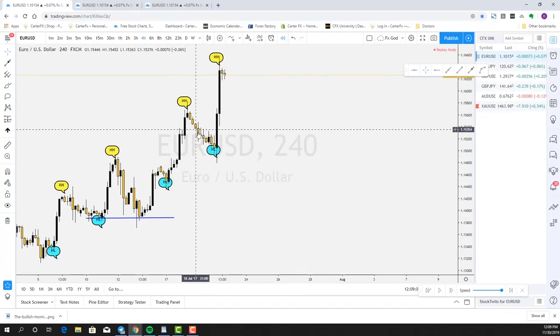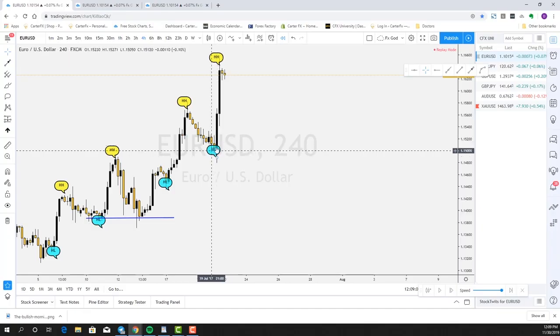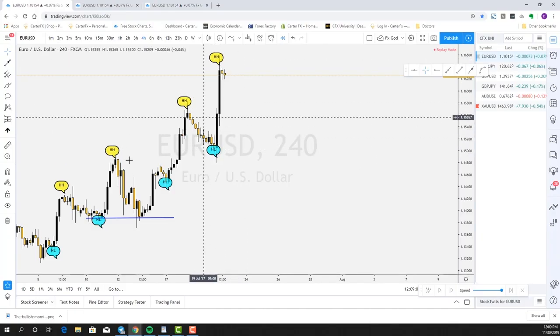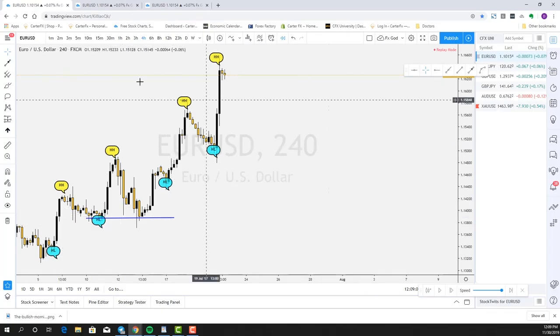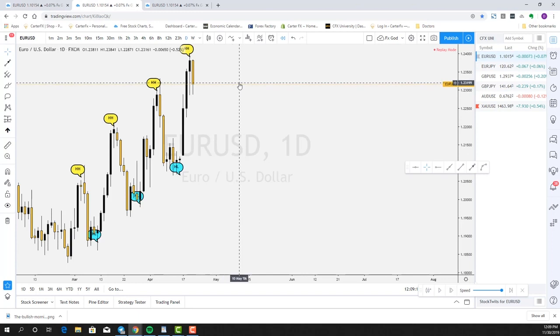We had a nice little pullback, once again, forming a new higher low that took us up to a new higher high. All right, so this was our H4 time frame. Now let's take a look at our daily time frame and see structure being formed.